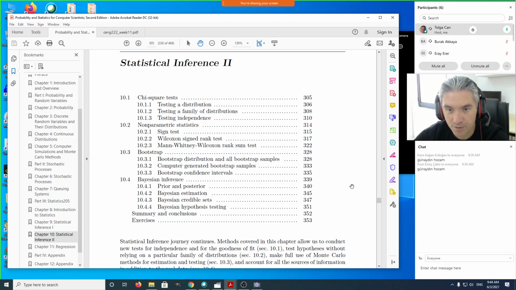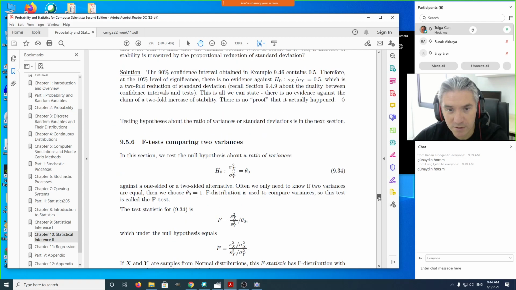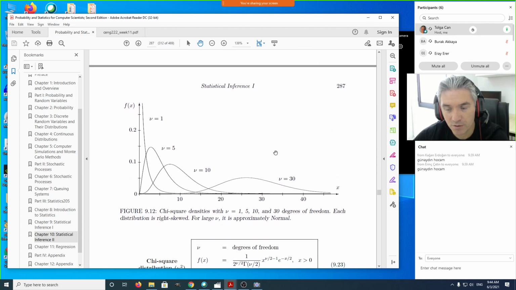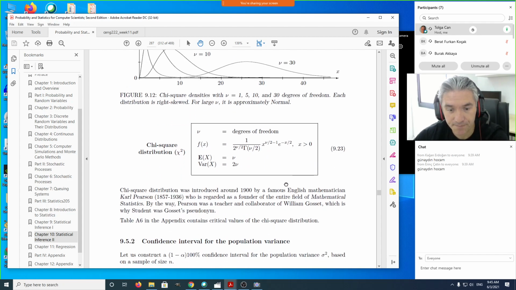So the chi-square distribution, the PDF of chi-square, which is shown in the previous chapter in the section that we skipped. So this is the chi-square distribution. The only parameter it has is this degree of freedom. So this V is for degree of freedom. And as you can see, as the degree of freedom increases, this looks more and more like a normal distribution, but with smaller degrees of freedom, it's a more right-skewed distribution.